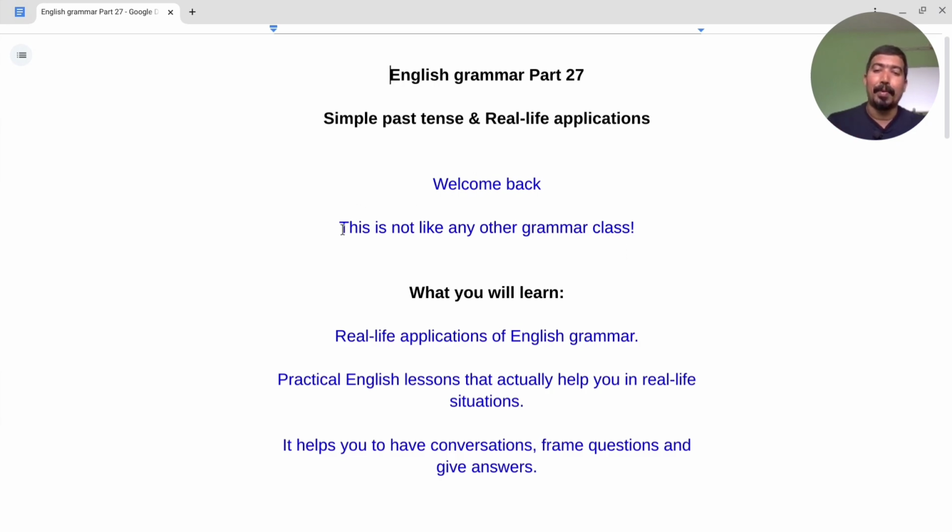And again, you can read it from the screen. This is not like any other grammar class. My objective is not to help you learn all the grammar rules. No need of learning or mugging up any grammar rules. I'll be using some of the grammar rules here, but 90% I'll be focusing on real life applications.